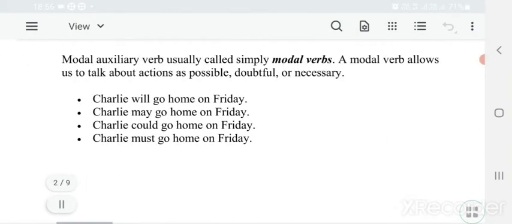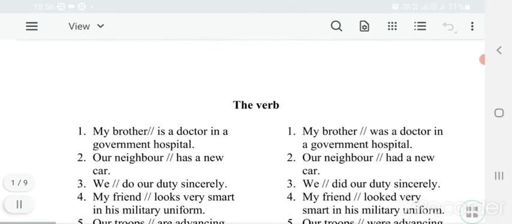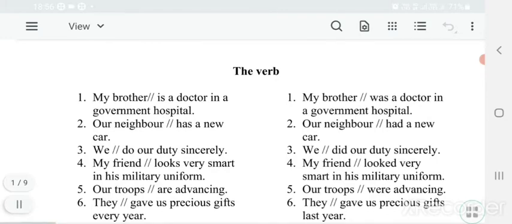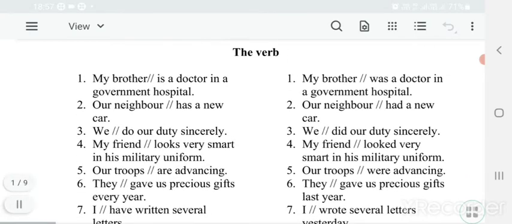In this lecture you will learn about verbs, the basic kinds of verbs, especially the auxiliary verb or the helping verb. Now the material provided to you in this video has the following sentences.